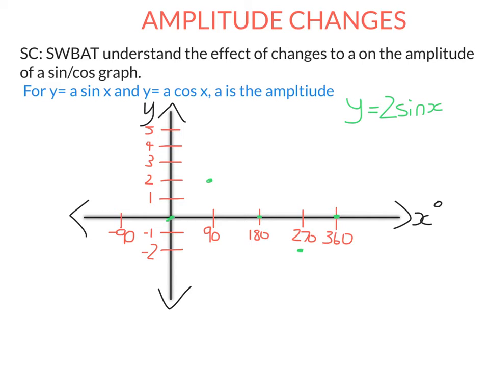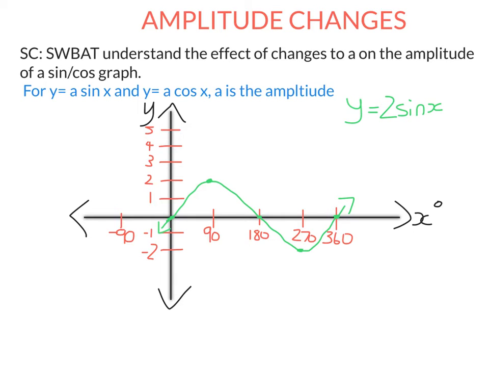So this will look very similar to the graph of y equals sine x. It's just stretched out a bit. So this in green is the graph of y equals 2 sine x. The amplitude, the distance from the mean position to the maximum, is 2. From the mean position to the minimum is 2. So there we have the first graph.